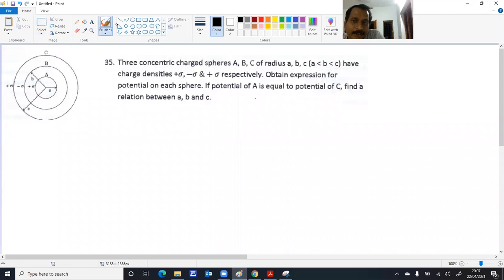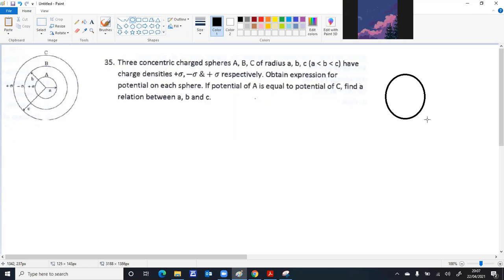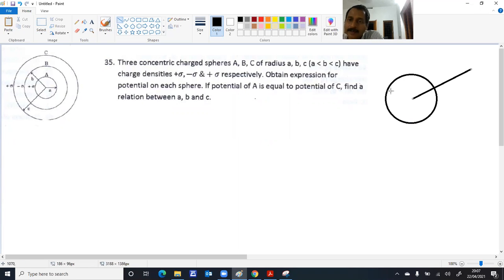I'm just reviewing the formula once more. Maitri, you can do that instead of me. Oh, yes, sir. Okay, so first, we'll find the total potential on A. No, I'm leaving this sphere. I'm just taking one single sphere. Okay, fine.